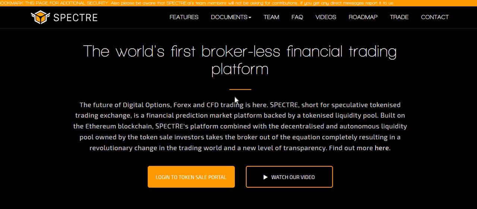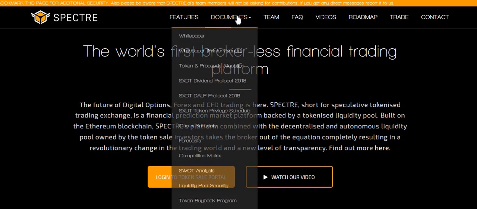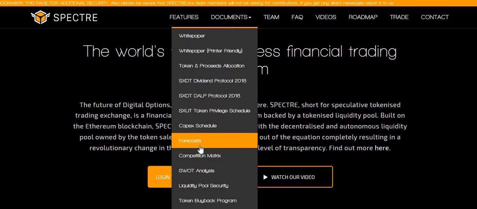So I just want you to know that in my spreadsheet, which we're going to take a look at, I'm basically pulling numbers directly from these Spectre forecasts. There are 3 forecasts. If you go back to documents and then come down to forecasts, you'll be able to see these. These are actual Google Docs, and you can play around with them. They have some set scenarios that you can then change the numbers on.